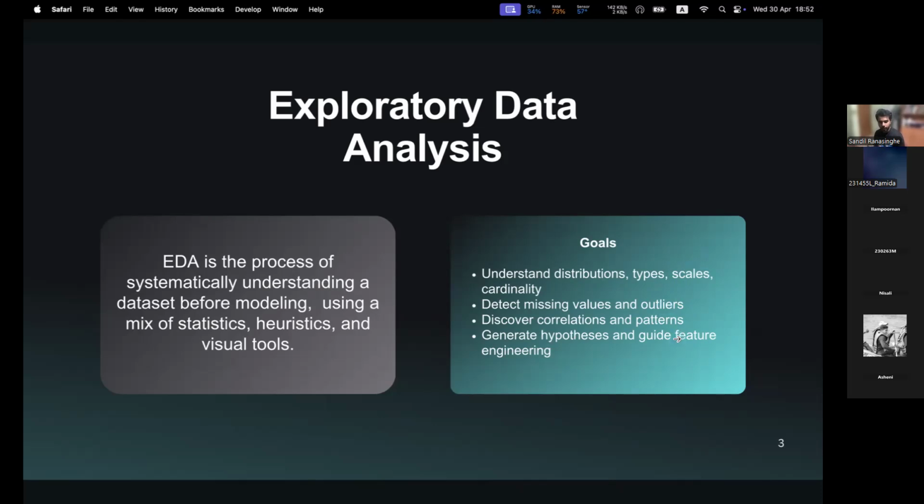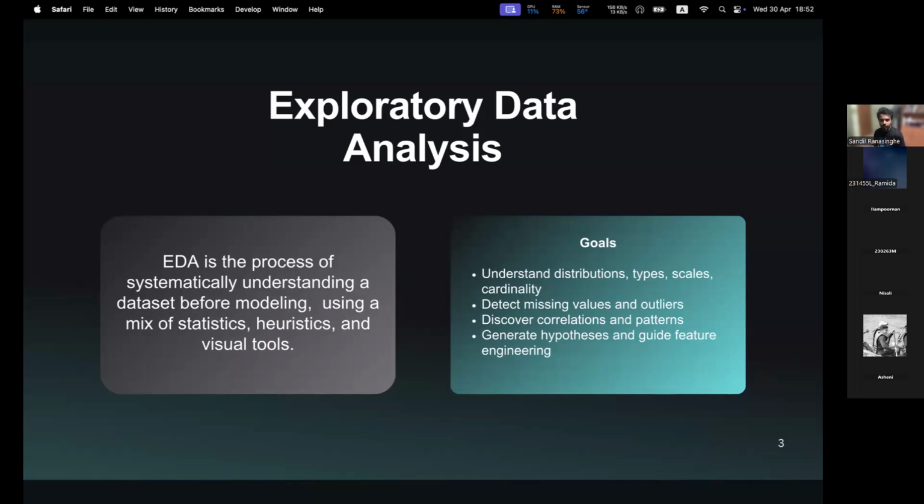And then you want to look at missing values, outliers, how often you find missing values, what sort of outliers, which columns have outliers, and then correlations and patterns in the data. This can be especially useful if you are preparing reports, if you are analyzing trends, or if you are trying to maybe cluster or group together certain sorts of data, or many things. And finally, of course, all of this is very important to generate ideas or hypotheses and guide feature engineering.